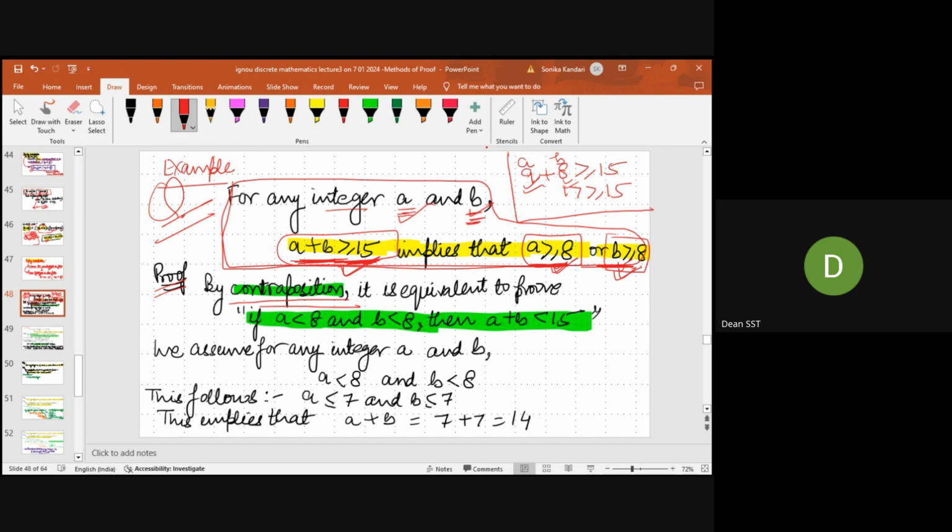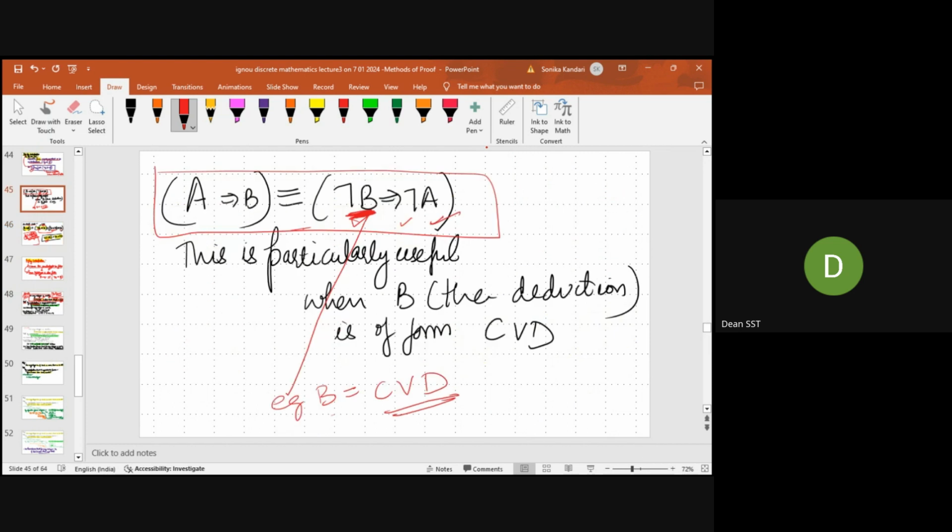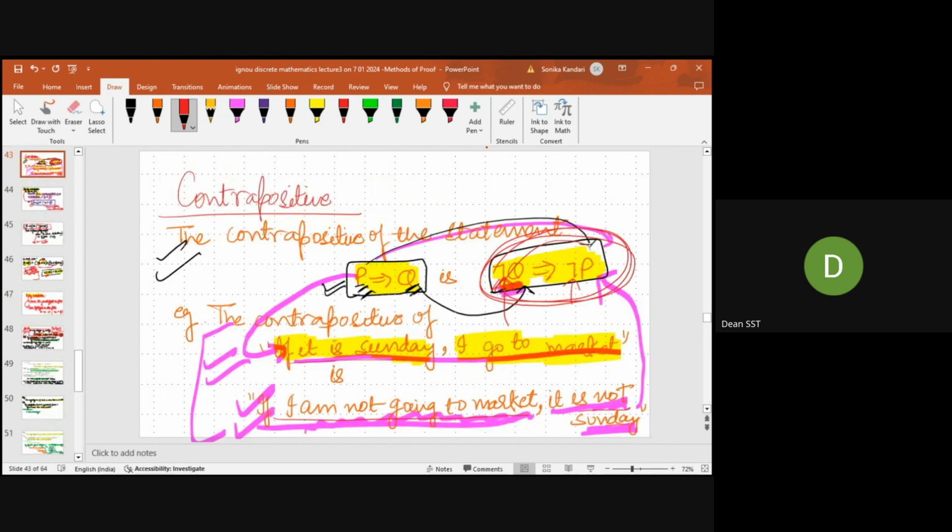Okay. Proof. We have to reverse it. See here. We have to prove P implies Q. And how do we do it? We convert it to not Q implies not P. Is it clear, class? Yes, ma'am.